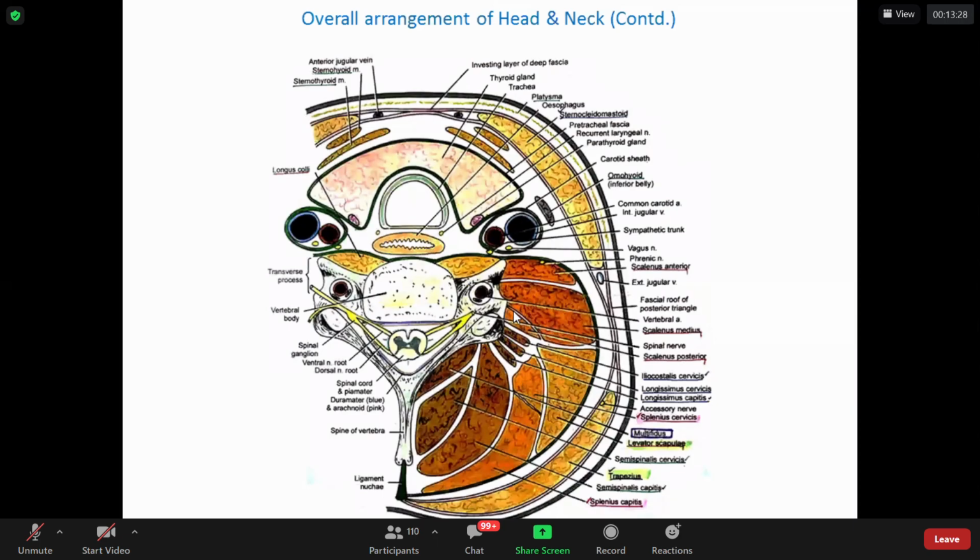And now you come to the point, and let us see other structures in this section, because we are dealing with the overall arrangement of the head and neck. So you can see this is a huge gland, and you know that this is the thyroid gland, right? This is the thyroid gland, and behind the thyroid gland is the trachea.